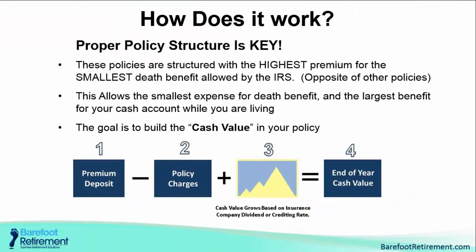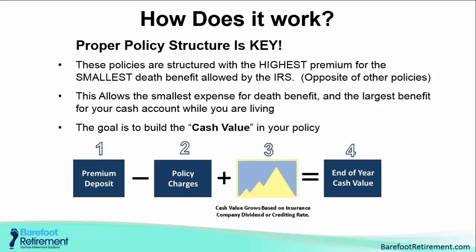These policies are structured with the highest premium for the smallest death benefit allowed by the IRS. And it's just the opposite of what you've probably heard most of your life and what you see in the ads on TV and radio. It's that we can get you the biggest death benefit for the lowest amount of premium. Our approach is exactly the opposite.